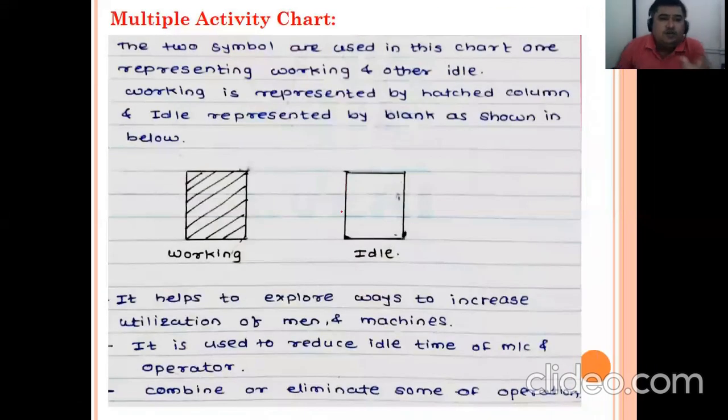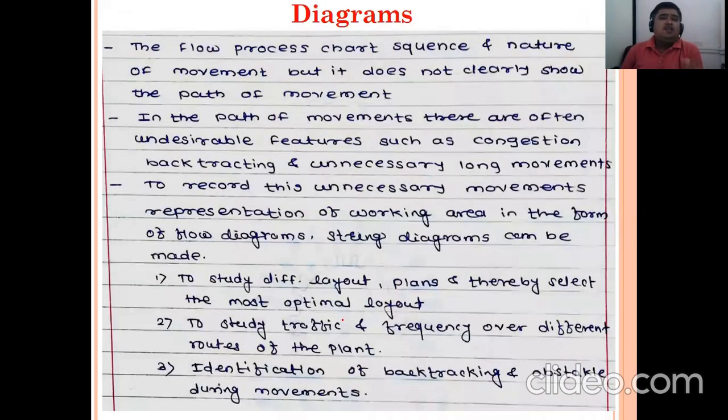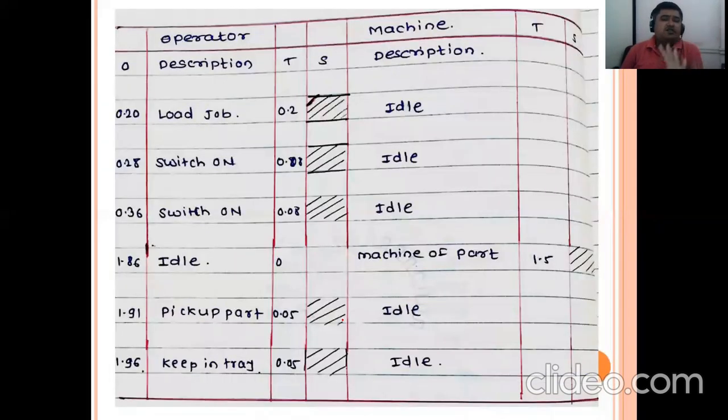So here it is shown what a multiple activity chart is. A multiple activity chart is represented with only two symbols: one is working and one is idle. On this side the operator is working, and the machine is idle. When the machine is working, the operator is on the idle side. Again the operator is in working condition, and the machine becomes idle. So from this we can see how much time the machine is in working condition, and how much time the operator is in working condition.